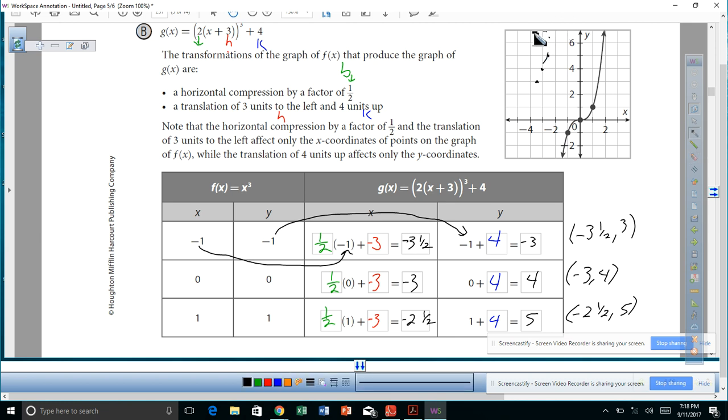Over a little bit too much. And like that. Okay, not the best graph in the world, but we can fix that. So we got -3, 4 right there, and that's right there, and that's right there. So let's try this, kind of like that. All right.